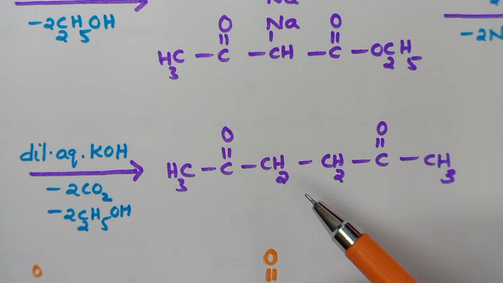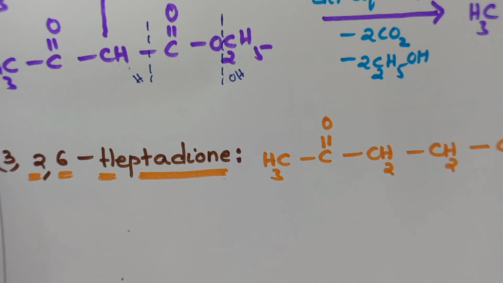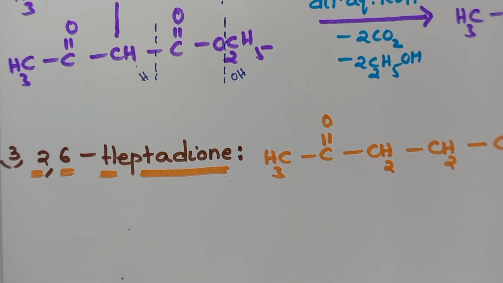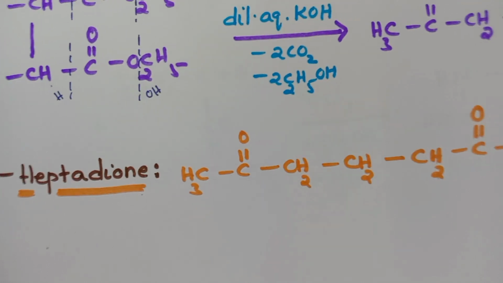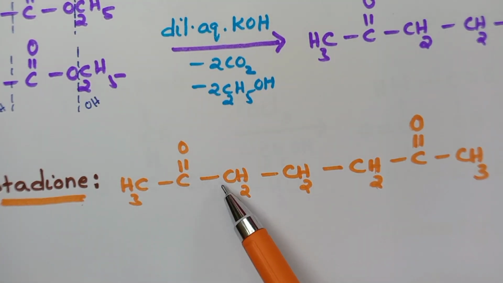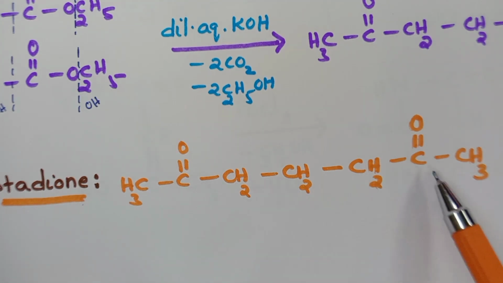Completed, students? Okay. So once you know how to do 2,5 hexadione, you will be able to do the next compound, that is 2,6 heptadione. Okay. That means there are a total of 7 carbons. So at the second position and sixth position there will be a C double bond O group. CH3, 1, 2, 3, 4, 5, 6, 7. So second carbon, sixth carbon, there are 2 C double bond O groups, hence it is called 2,6 heptadione.